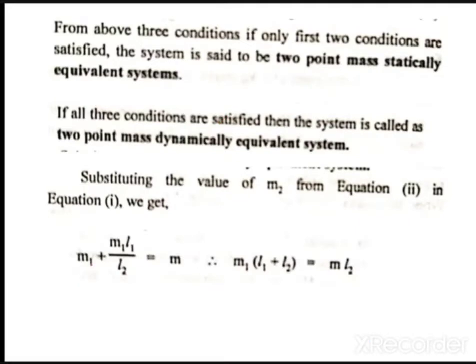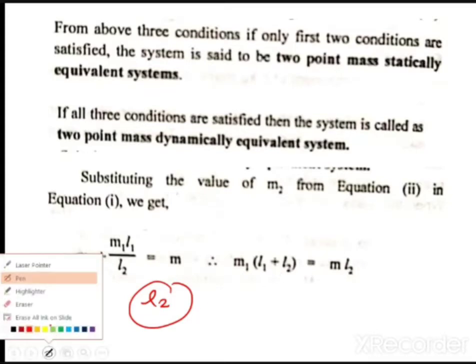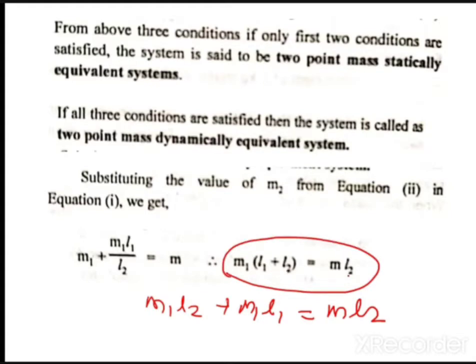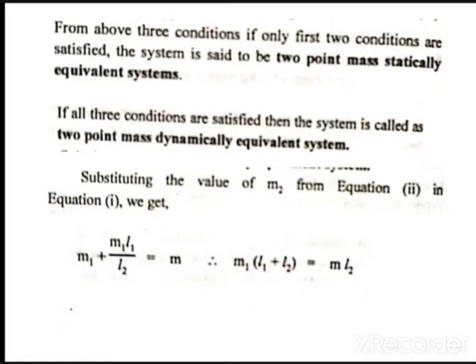You will get m1 plus m1 l1 upon l2, which is m2, is equal to m. Now multiply both sides by l2. You will get m1 l2 plus m1 l1 is equal to m l2. From this you can take m1 common and you will get m1 times l1 plus l2 is equal to m l2. Most of the time you will find this derivation in the exam.